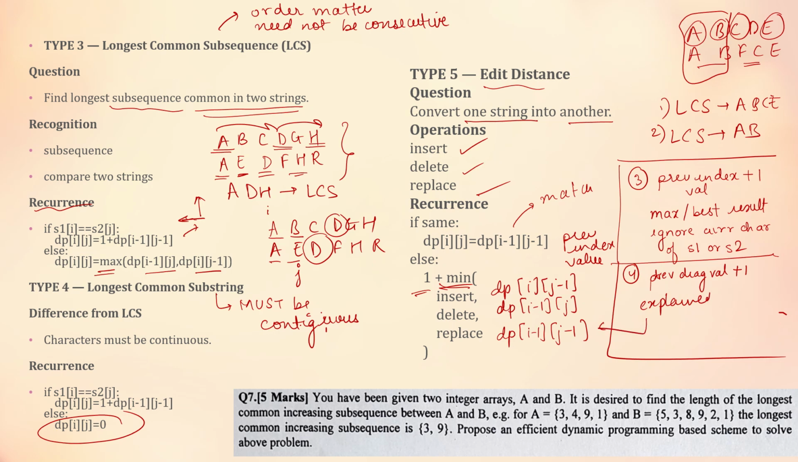Now, this is one practice question. You have been given two integers and you are desired to find the length of the longest common increasing subsequence. You are given A and B and you have to propose a dynamic programming based scheme. So I hope now you will be able to solve this question using the pseudo code that I have provided.